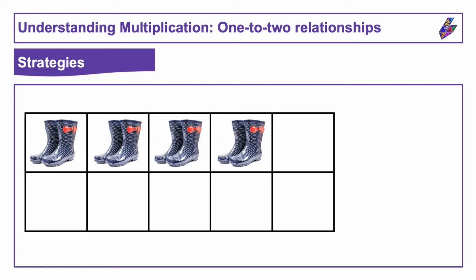In part 1, we also worked out that if there were 4 pairs of boots, this would mean that there were 8 boots in total. We recorded this in an equation like this. 4 lots of 2 is 8, or 4 times 2 equals 8. How many boots would there be if there were 8 pairs of boots? Pause the video and work this out before continuing.